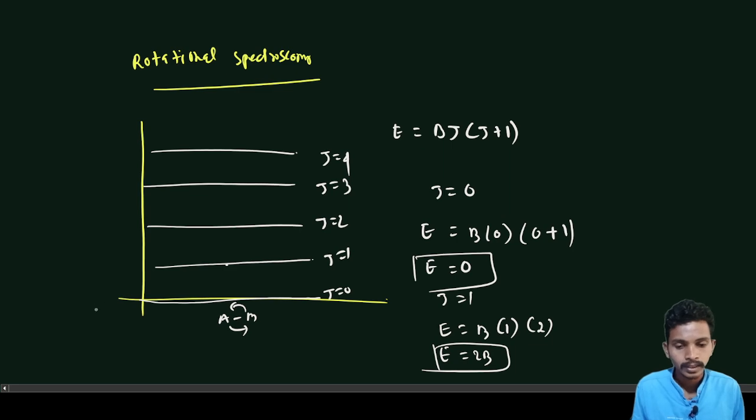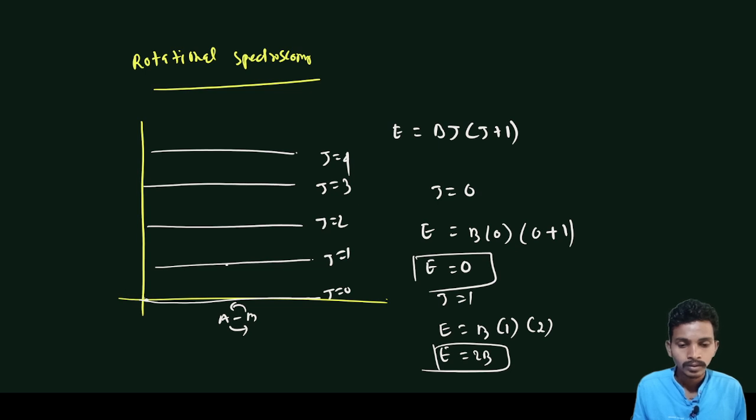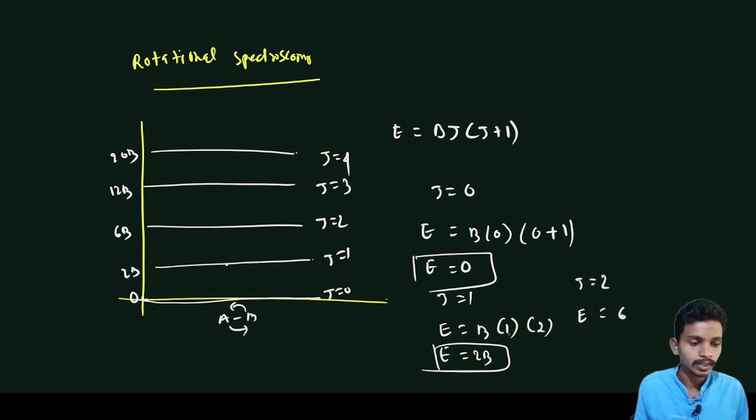So here the energy we are getting first is 0, here we are getting 2B, like that. Here we may be getting 6B, and here 12B, and here 20B, like that. When we put the J value, when J equal to 2, we say E equals 2 times 3, that is 6B, like that, 12B, 20B, for rotational spectroscopy.